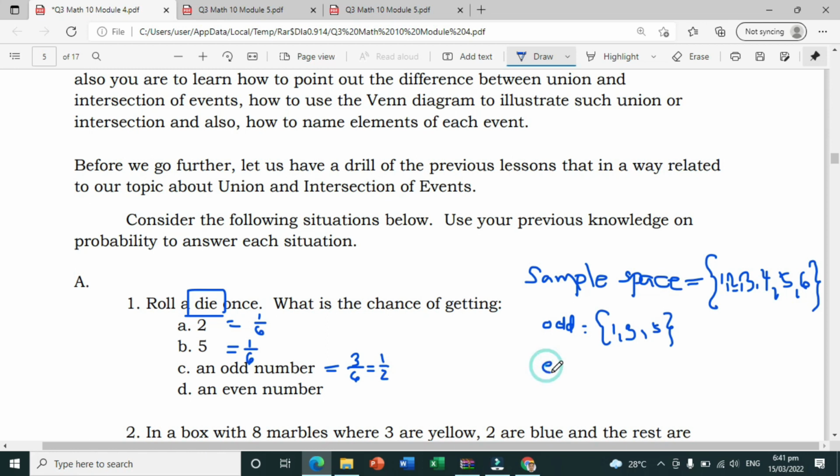An even number naman, so meron tayong 2, 4, 6. Yan. So, ilan lahat yung even? So, that is 3/6 or still 1/2.